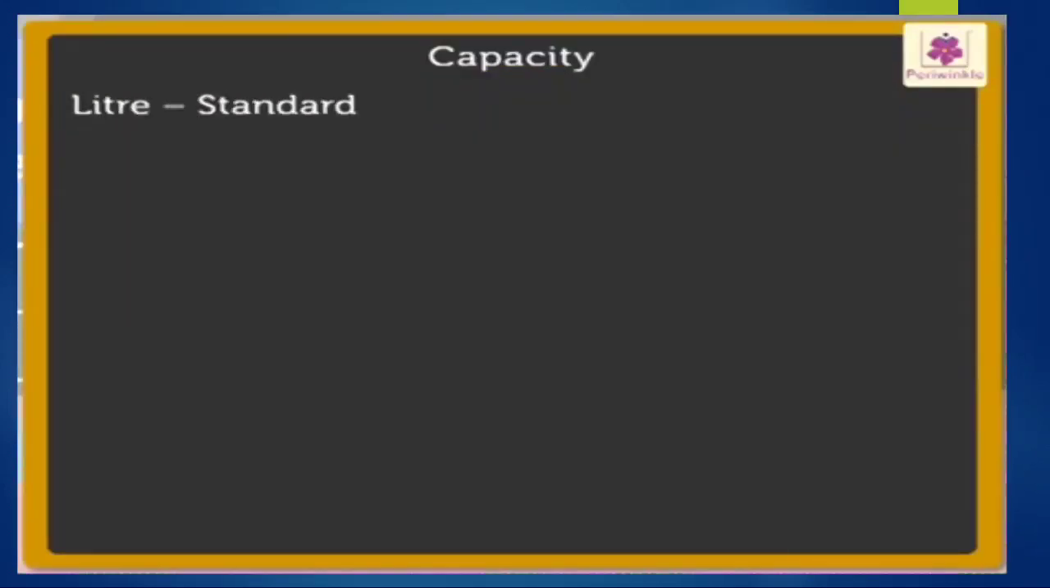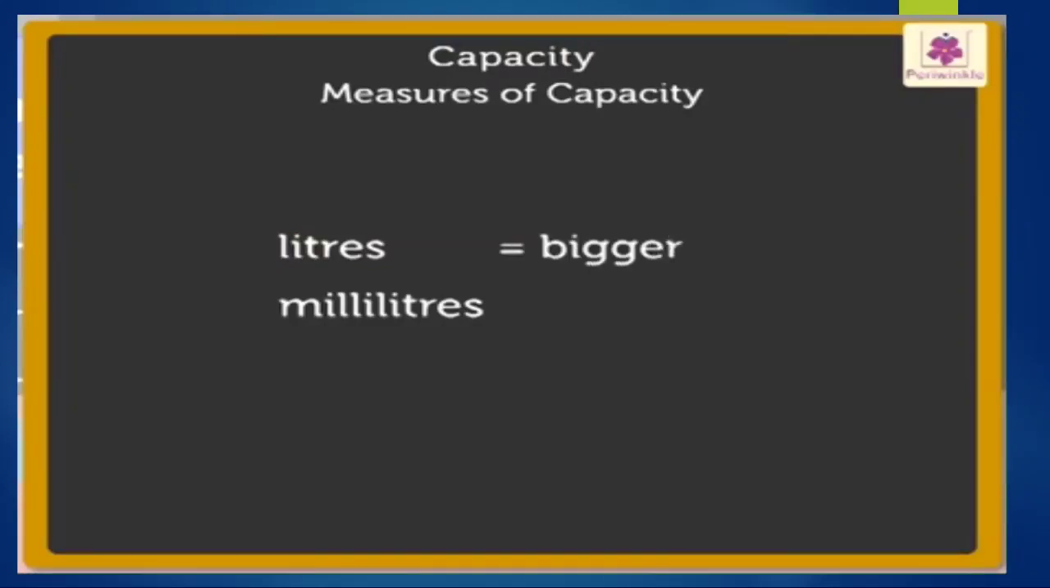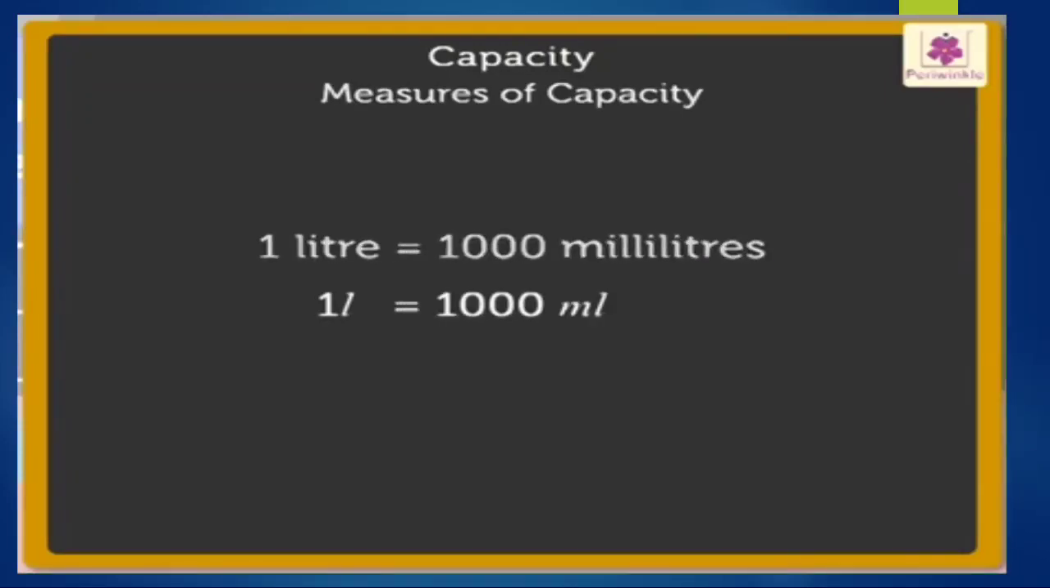Liter is the standard unit for measuring capacity. We measure the capacity of a container in liters and milliliters. A liter is represented like this. A milliliter is represented like this. Liter is the bigger unit and milliliter is the smaller unit of capacity. We know that 1 liter is equal to 1000 milliliters.